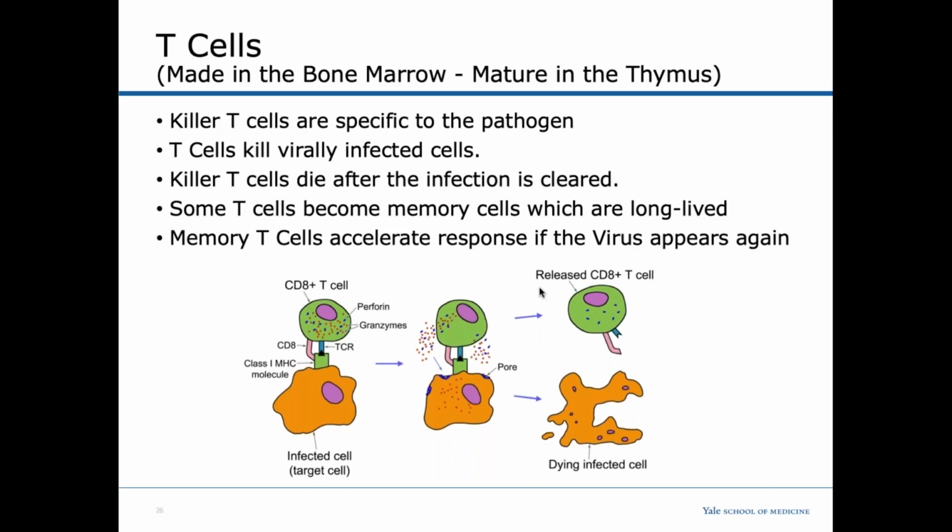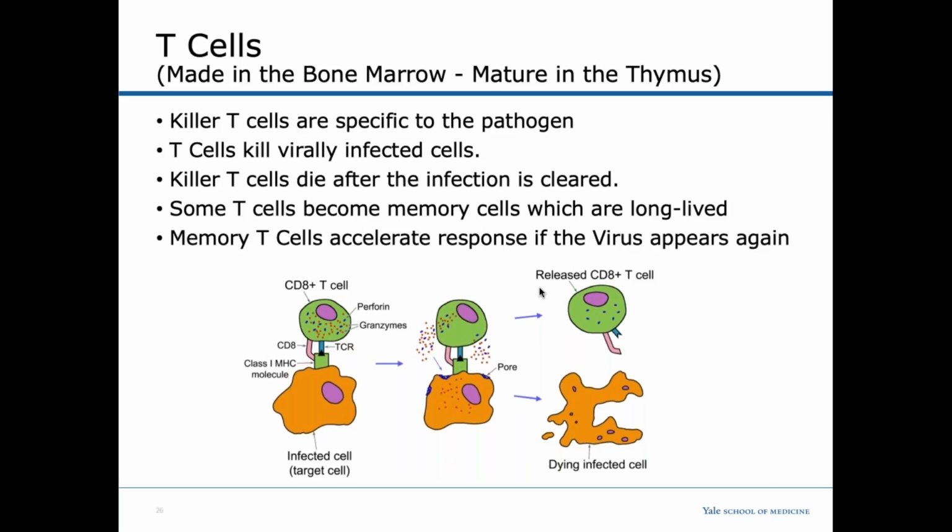So these MHC molecules are really important for bringing little parts of proteins up to the surface to let an immune cell know, hey, I'm infected. And then that cell will kill it. It releases toxic granules with toxic substances in them to kill the cell, and the cell will die. And then the killer T cell will move on to kill another cell.